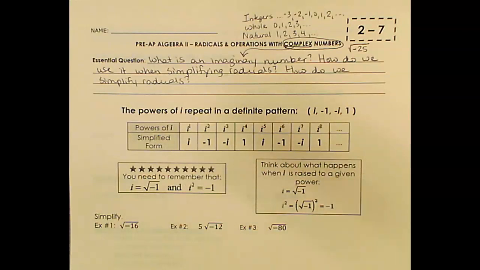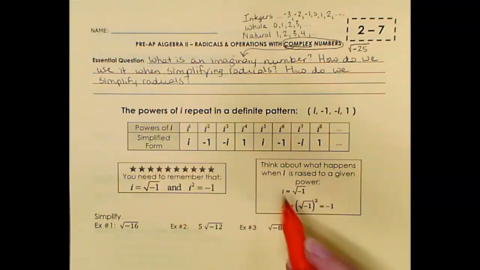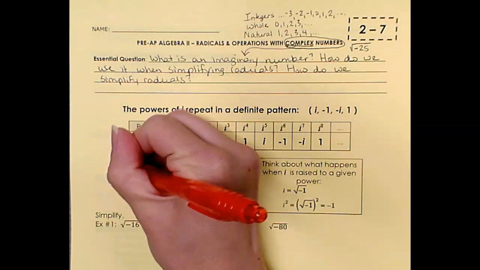What I'd like for you to do is take your highlighter tool or some kind of colored something, and this box and really this box are pretty important, and you need to make them stand out. It says you need to remember that i is equal to the square root of -1. i is the square root of -1. This is what you need to know from today.